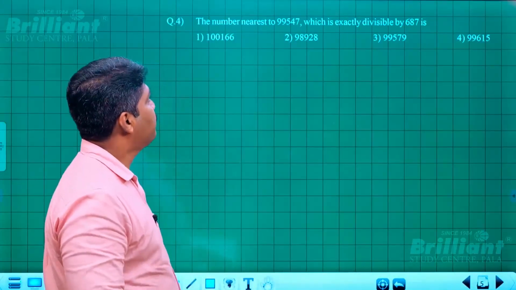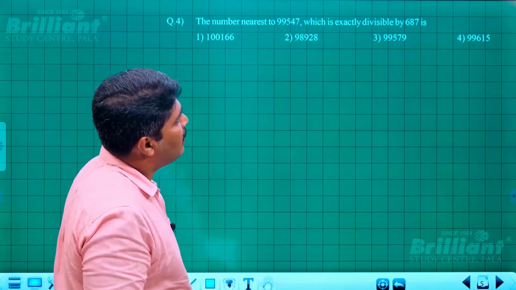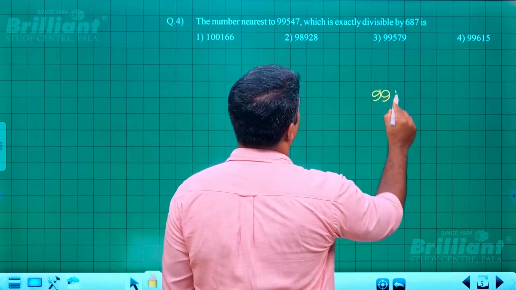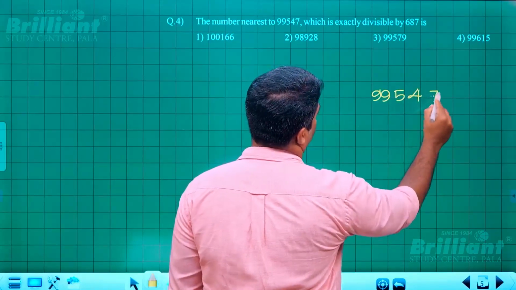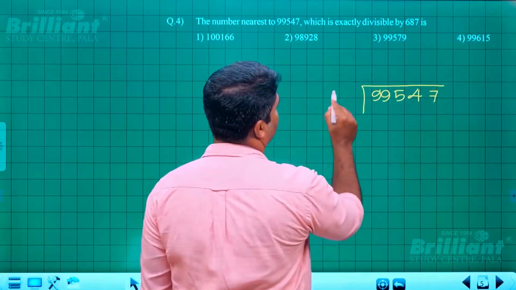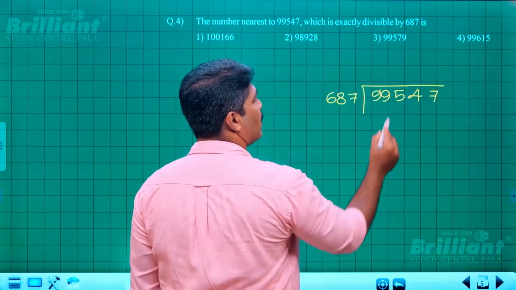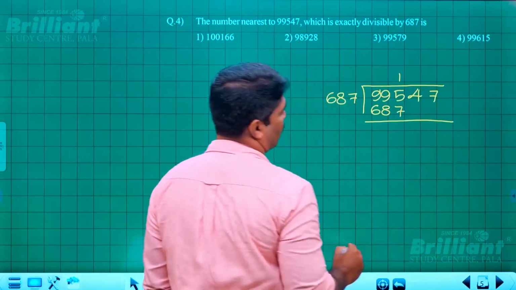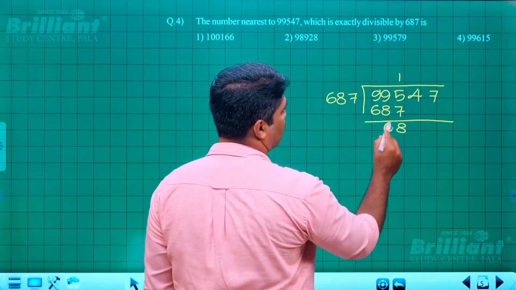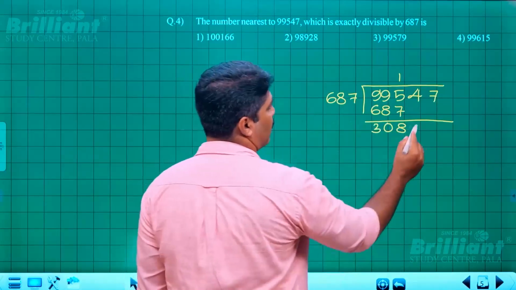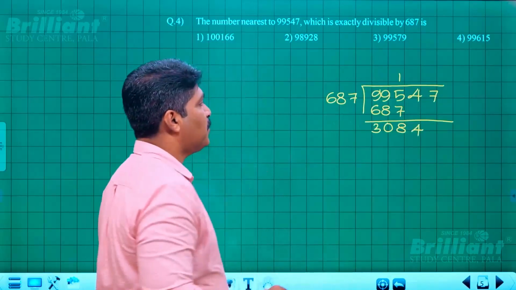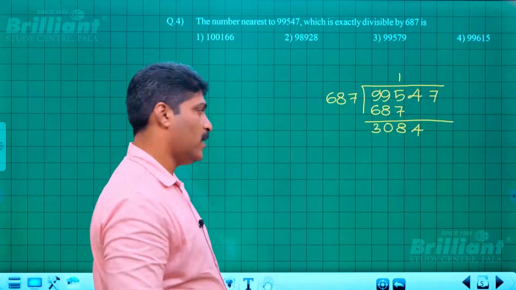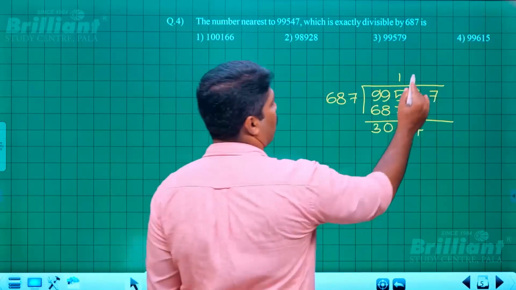So consider the next question. The number nearest to 99547 which is exactly divisible by 687. For finding this one, we just consider the normal division. 99547, we are dividing it by 687. So here we know that one time, 687. So consider the difference here. This is 8, 0, this is 3, 308. Put this 4 here. So how many times does 687 lie in 3084? Yeah, it's 4 times.